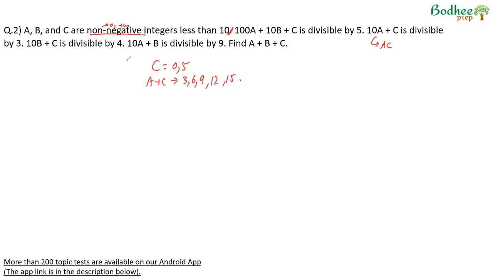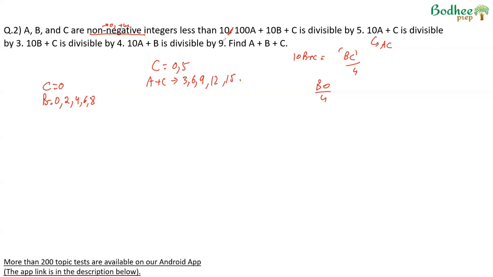10B plus C is divisible by 4. Now 10B plus C will be a 2-digit number BC. C is either 0 or 5. Since BC is divisible by 4, C cannot be 5. So we get the value of C as 0. Again, B0 has to be divisible by 4. So B could be 0, 20, 40, 60, 80.